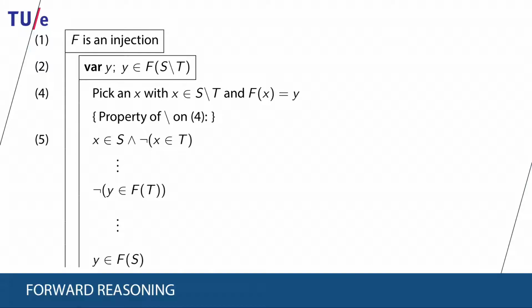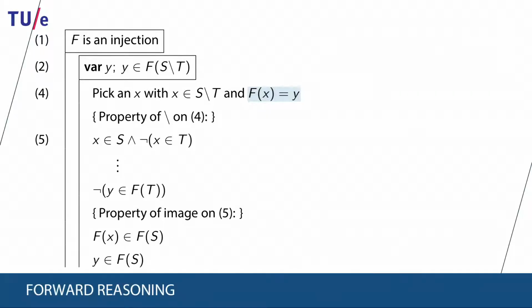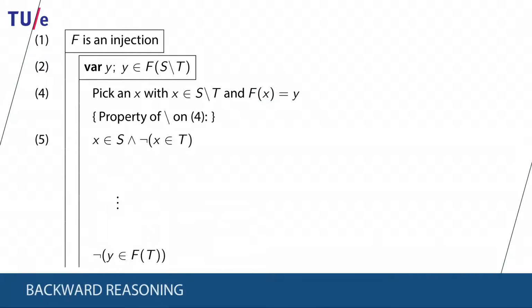Now we can easily establish our second goal, which is to show that y is in the image of S under F. For we have an element X in S, of which we know that F maps it to y. From X in S we get, by the other property of image, that F of X is in the image under F of S. And then we may use that F of X equals y, to conclude that y is indeed in the image under F of S.